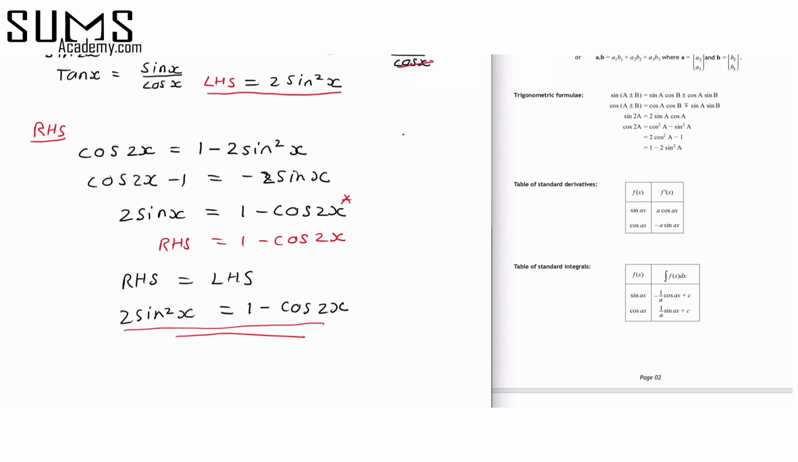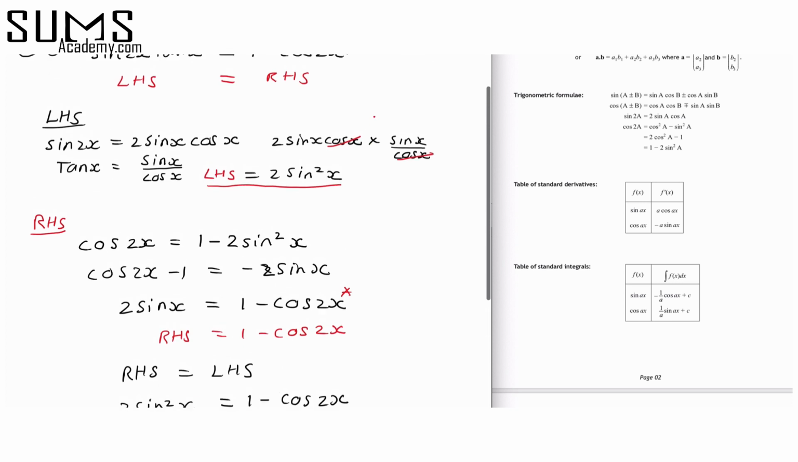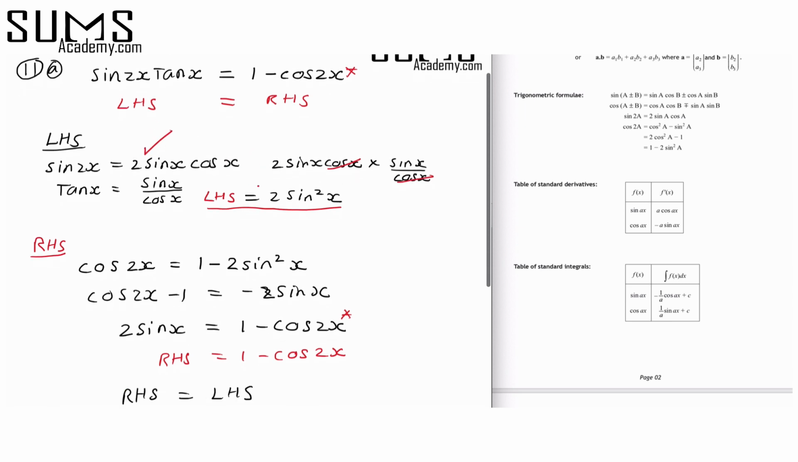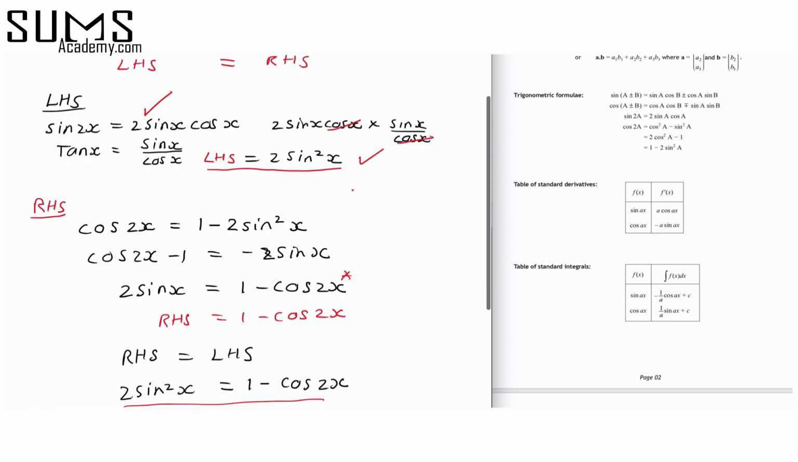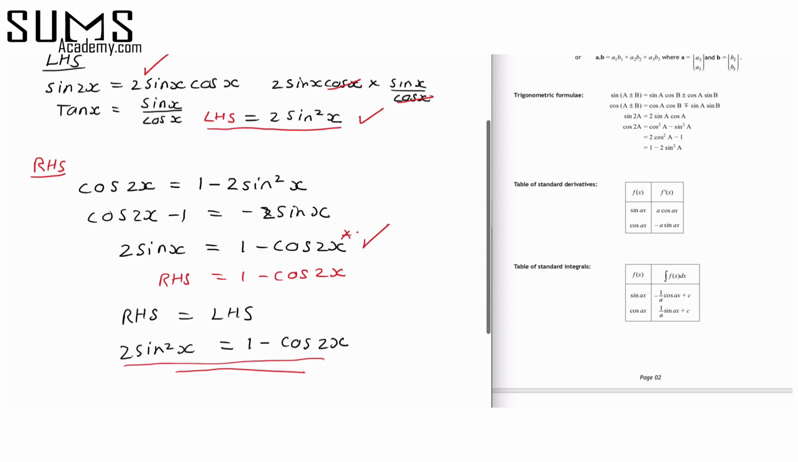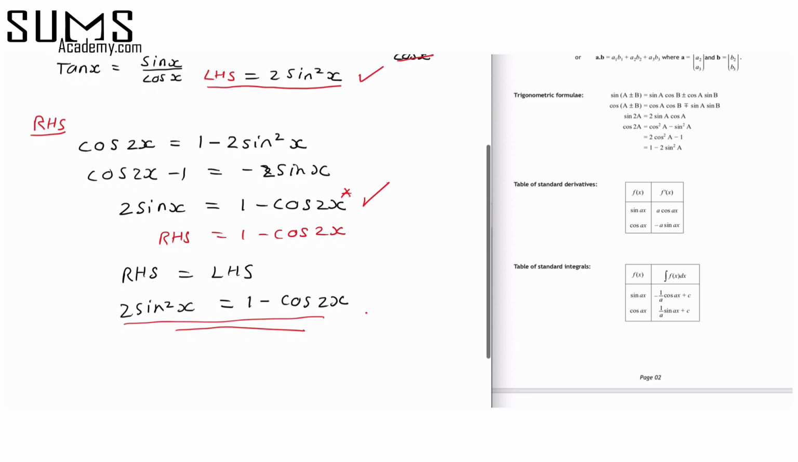So where are the marks in this question? They're saying there's a mark for substituting in sine 2x and tan x. There's a mark for simplifying down to here. There's a mark for getting a suitable substitution. Then your last mark is for simplifying and communicating the result. So that's 4 out of 4.